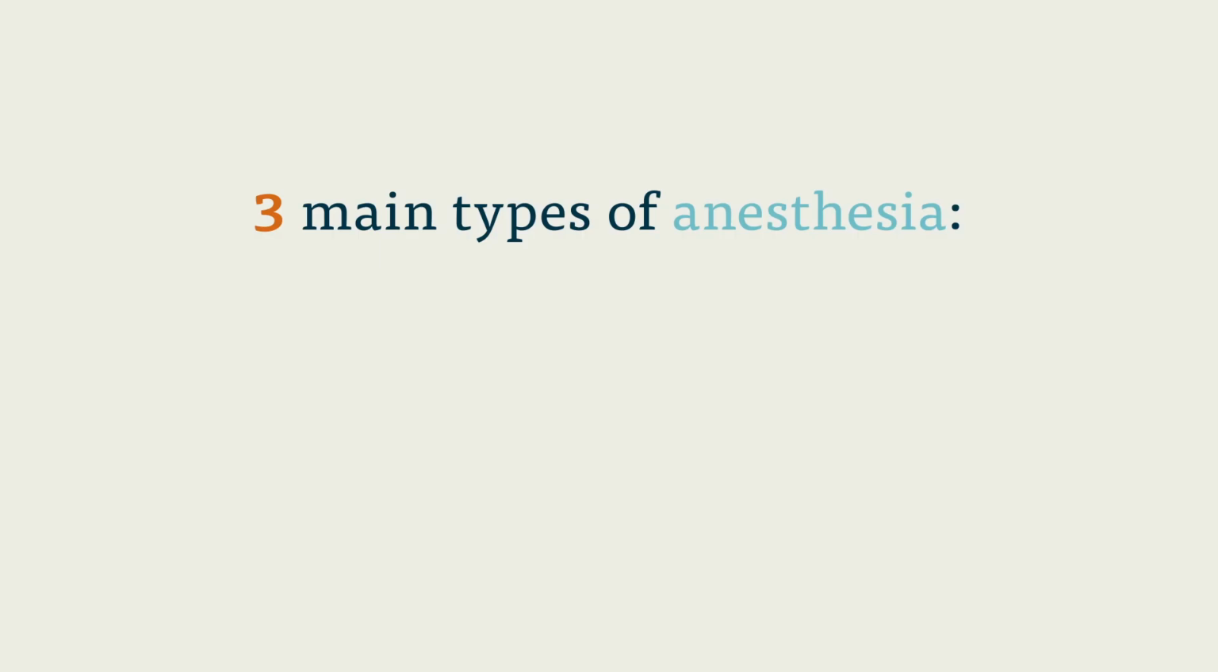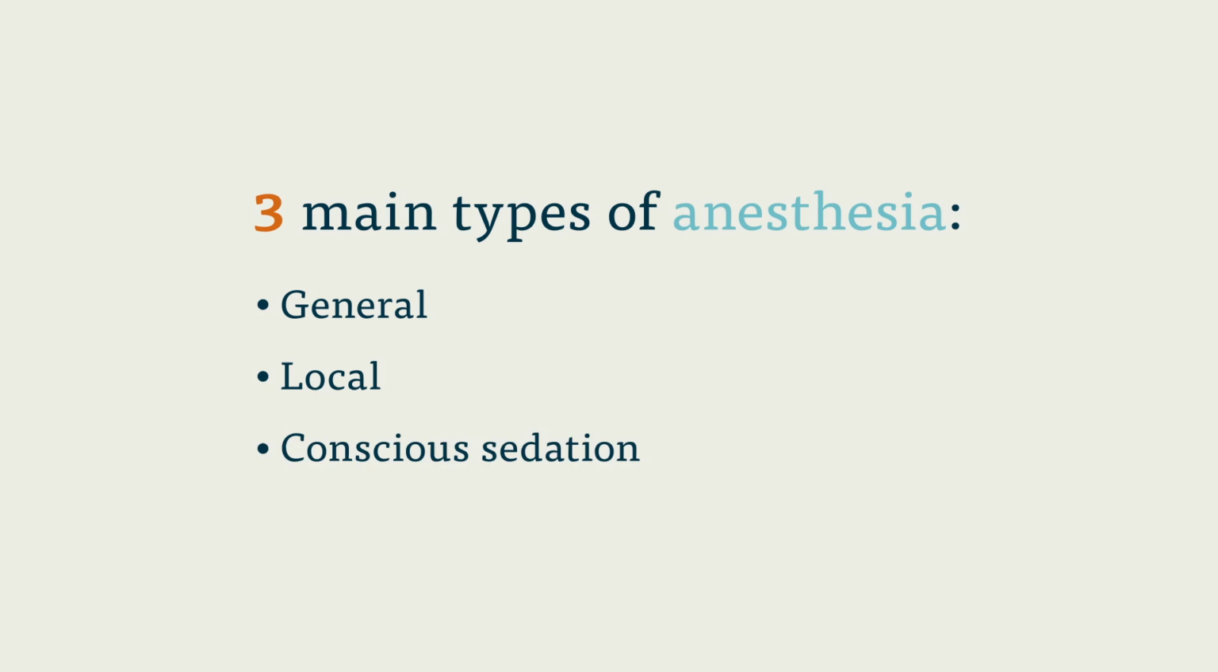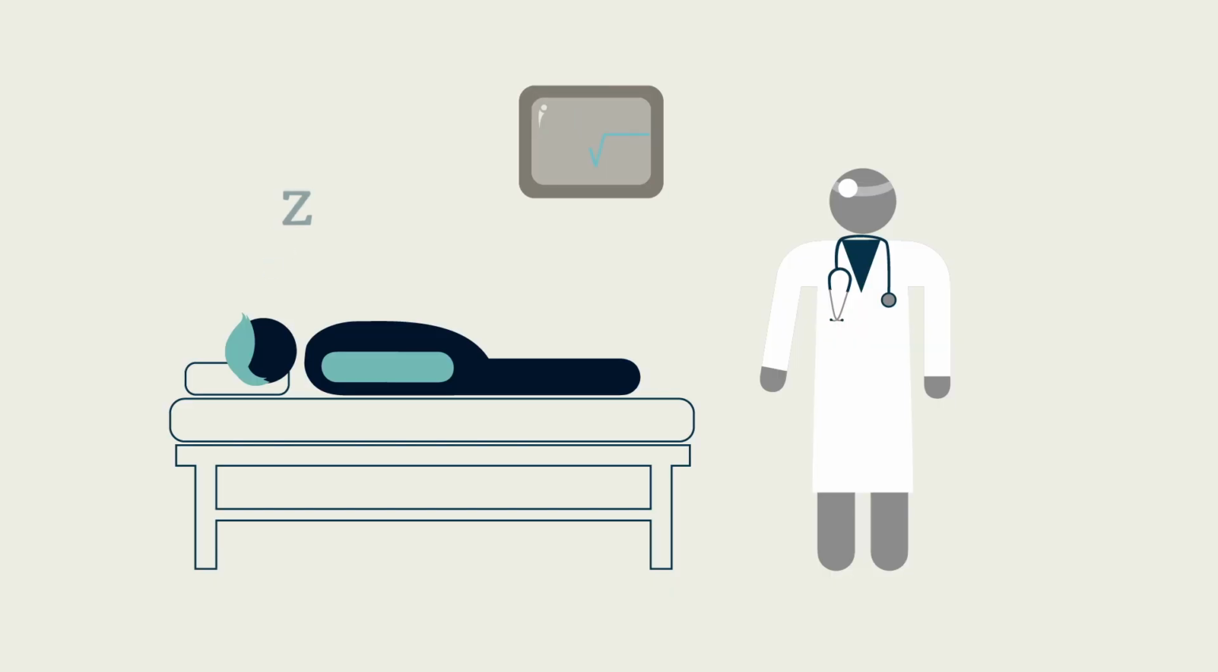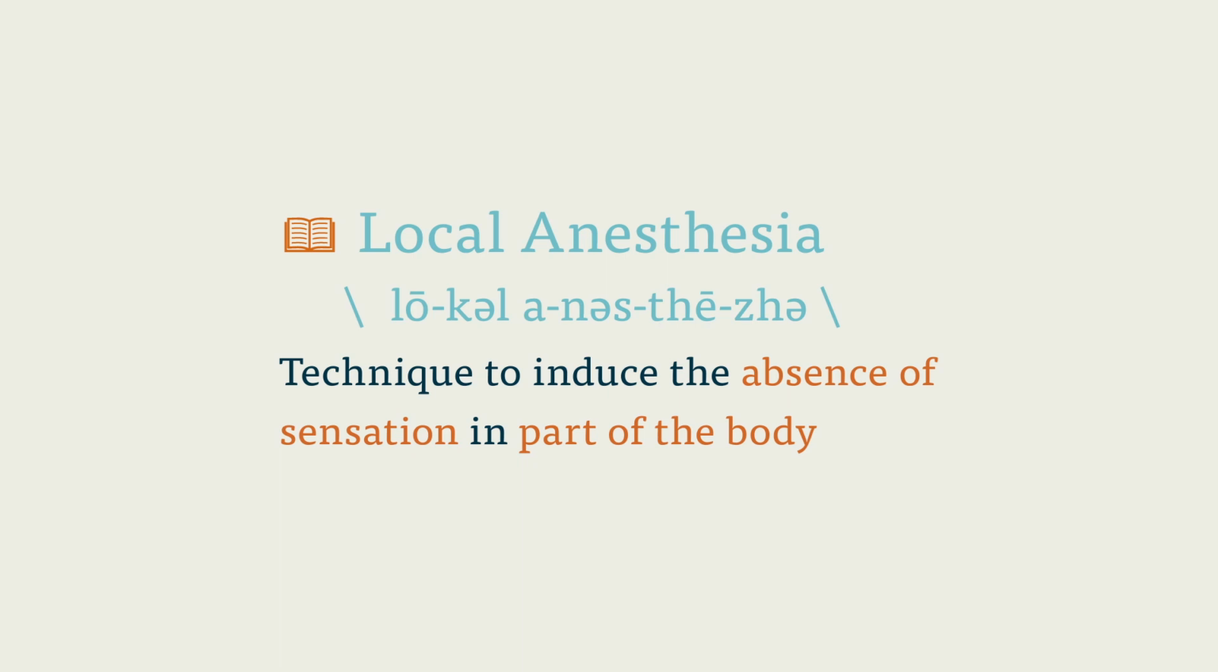There are three main types of anesthesia: general, local, and conscious sedation. General anesthesia is the most dangerous as it involves a person becoming entirely unconscious. When a person is put under general anesthesia, the physicians and anesthesiologists must maintain all of the patient's bodily functions, including respiration. Local anesthesia refers to the numbing of a particular body part or region of the body.